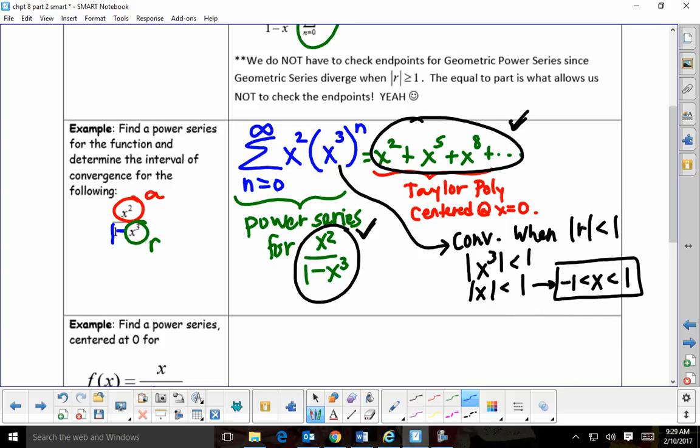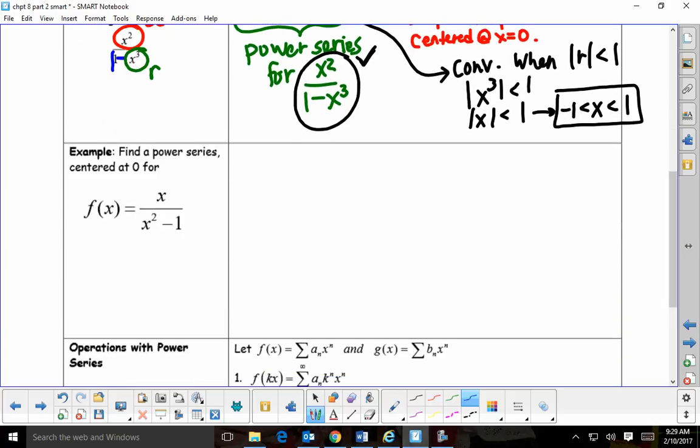Okay. Let's look at the next one. Find a power series centered at 0 for this function. Is this in my a over 1 minus r? No. Not quite. I think it would be a very simple solution. What's a very simple solution to this? Times everything by negative 1. Okay. Multiply top and bottom by negative 1.